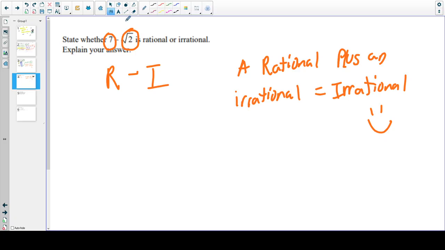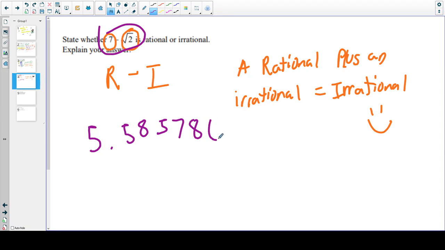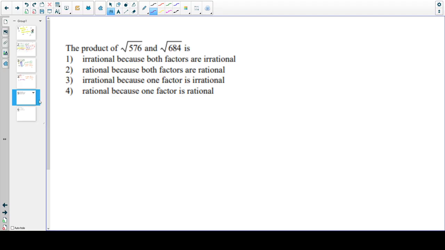Also, if you decide to put this on your calculator, actually, I'll do it right now for you. I have my calculator right next to me. So 7 minus the square root of 2. If you put that on your calculator, that equals 5.5858786, so on and so forth. Could you guess what the next number is? Absolutely not. There's no pattern. Irrational. Let's do another one.